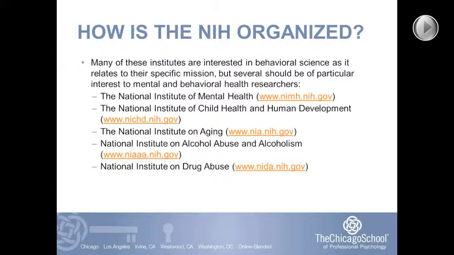Obviously, the National Institute of Mental Health is probably the one that comes to mind first, but also the National Institute of Child Health and Human Development, if you're interested in children and adolescents at the earlier developmental stages. On the other end of the spectrum, if you're interested in aging and older individuals, the National Institute on Aging does a tremendous amount of behavioral work with studying older adults. Of course, alcohol abuse and alcoholism and drug abuse certainly have myriad behavioral components, and there are specific institutes focused on both of those.